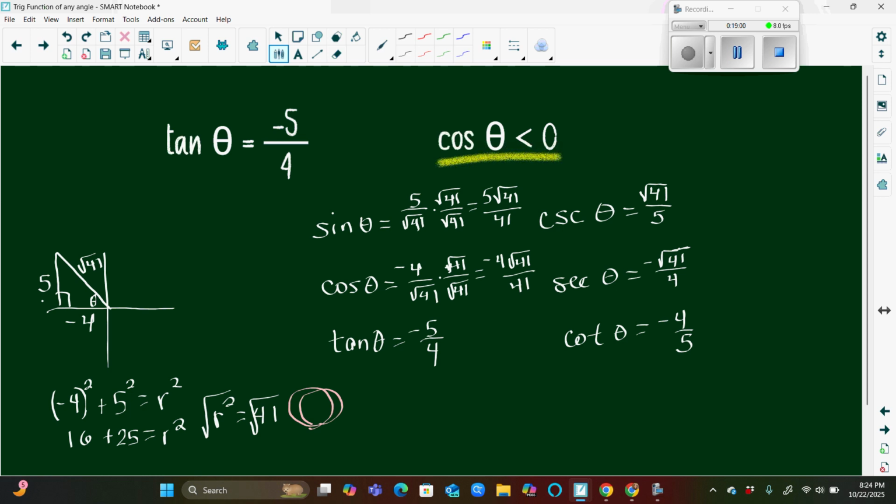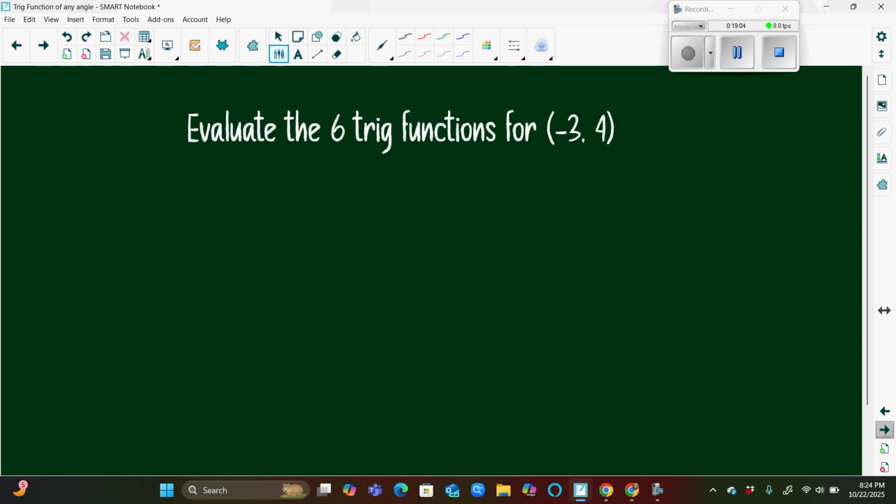Okay? Let's do one more example. And this time we're not given any of the trig functions, but we're just given a point. So we're going to evaluate the 6 trig functions for negative 3, 4. So negative 3, 4 is a point that is on some circle that we need to figure out what the radius is. So let's start by drawing our axis.